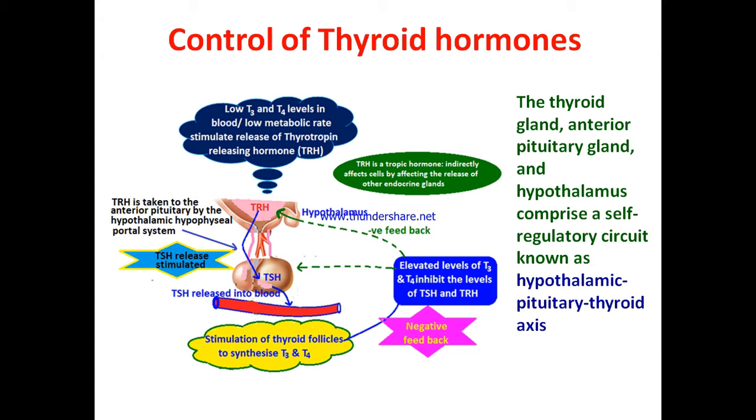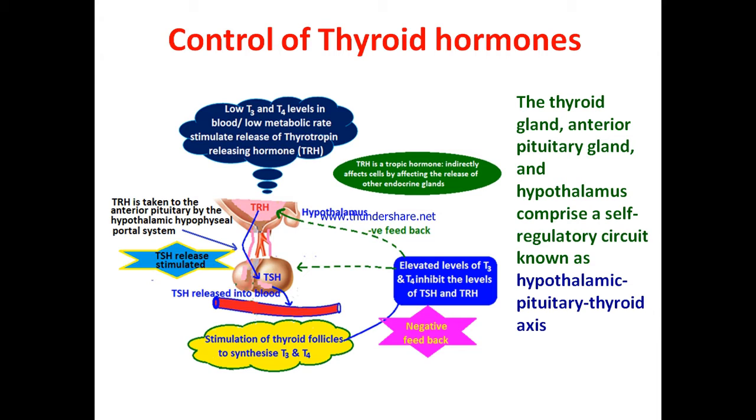This may increase the level of T3 and T4 in the blood, which will cause a negative feedback process. As a result, thyroid stimulating hormone production will be decreased. Production of thyrotropin releasing hormone from the hypothalamus is also decreased.